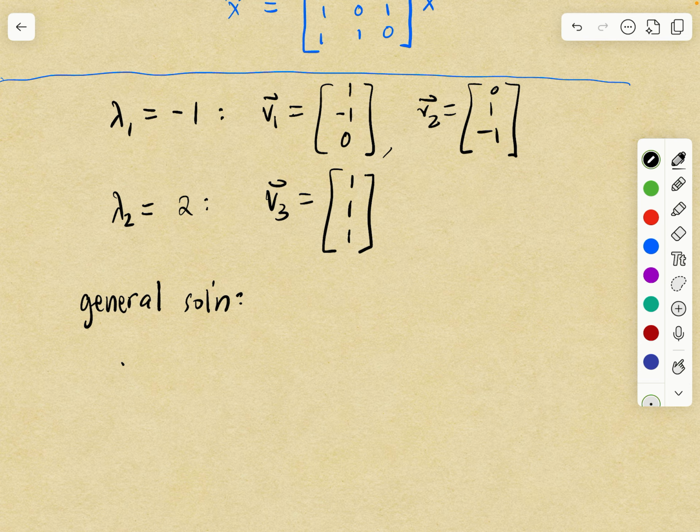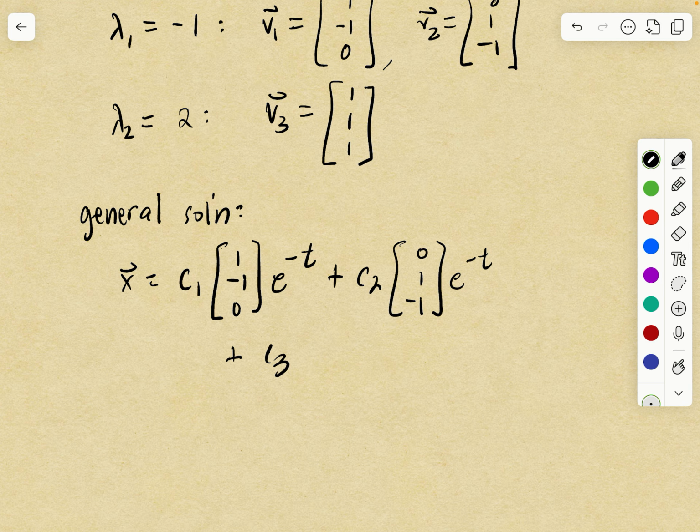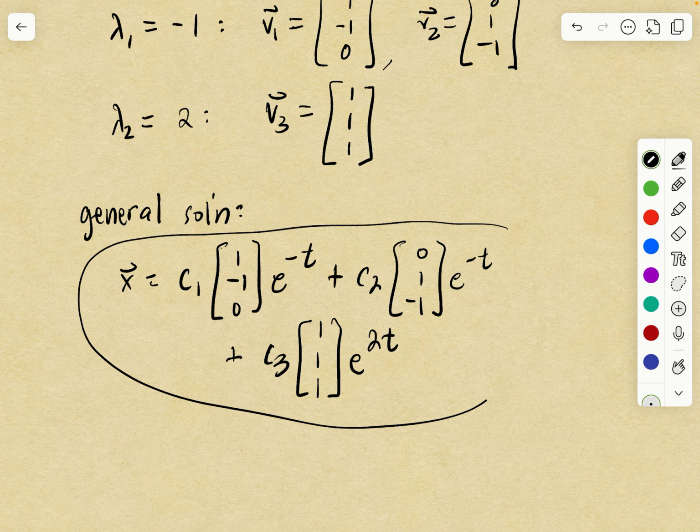The general solution is x is c1 times (1, -1, 0) e to the minus t, because I have the eigenvalue -1, plus c2 times v2, (0, 1, -1), e to the minus t, plus c3 times v3, e to the 2t. So that's the general solution for all constants c1, c2, and c3.